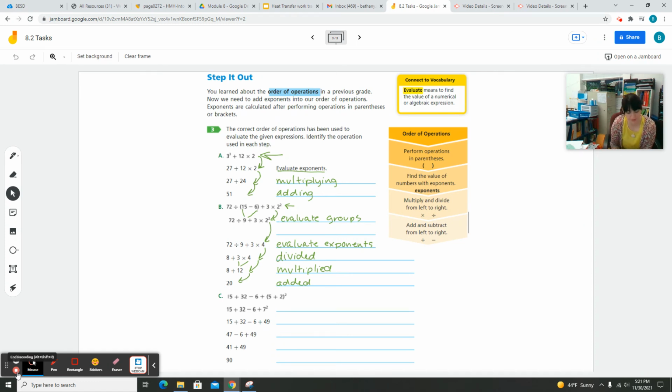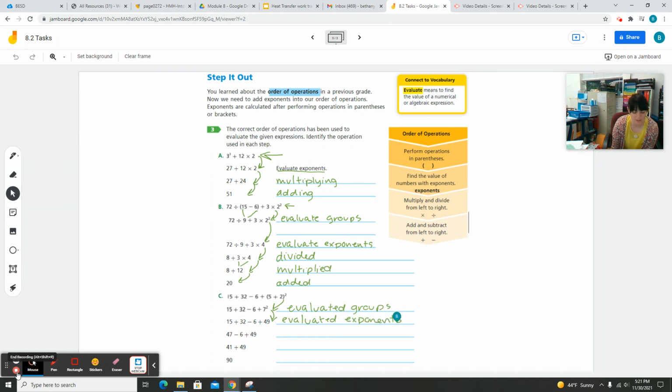We have from the first one to the second one, we evaluated our groups. Okay, we didn't do anything with the exponent, that squared. All we did was we just did what was inside the parentheses first. Okay. Then when we went from here to here, we evaluated the exponents.